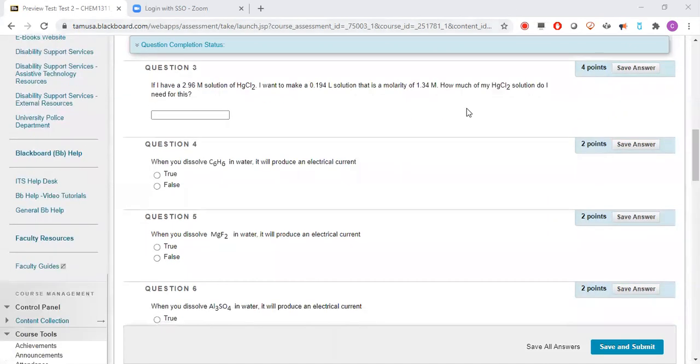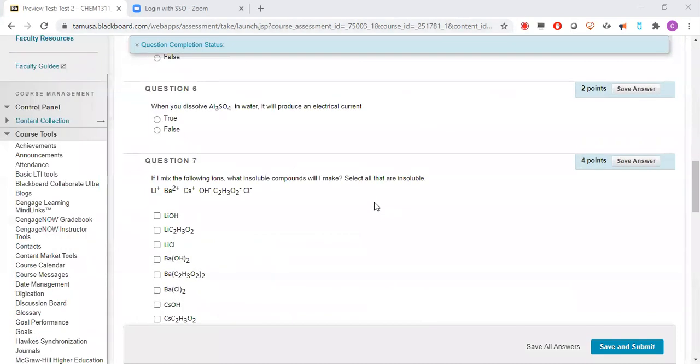All right. When you dissolve C6H6 in water, it will produce an electric current. That's false. This is only covalent bonds. MgF2 is true because it has ionic bonds. Remember, to make a current, what happens is that you have to break apart into a cation and an anion. So ionic bonds will do that. Same for aluminum sulfate. That will create an electric current.